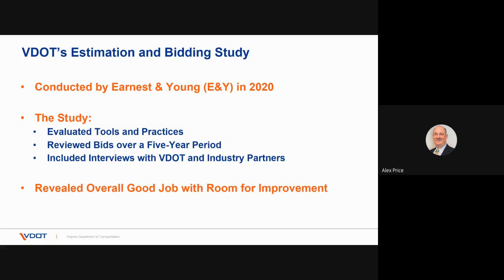Ernst & Young took a good look at our tools and practices for cost estimating and evaluated bids over a 5-year period. They also interviewed people responsible for project development and delivery, both internal and external to VDOT across the state. This study confirmed on a program level, VDOT overall was doing a good job with cost estimating. However, the study did identify some room for improvement that could lead to better cost estimates.